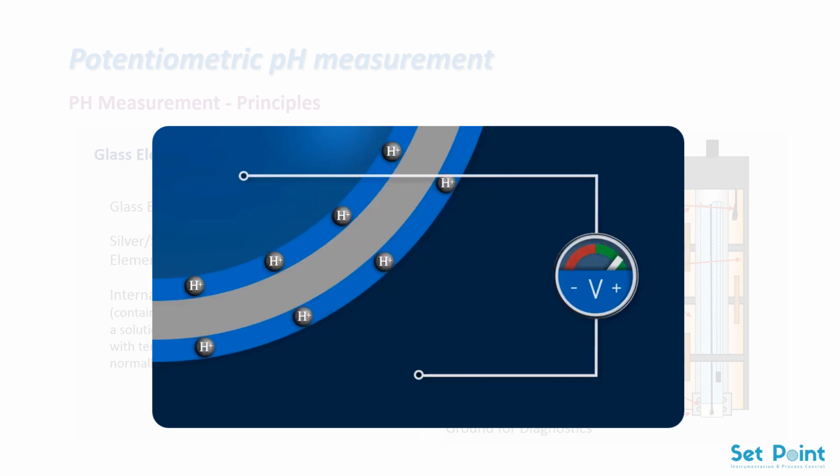If the hydrogen ion concentration is identical on both sides, no potential difference forms and the measured solution is neutral with the pH value 7. The measured solution is basic if the hydrogen ion concentration inside the glass bulb is higher than in the measured solution.